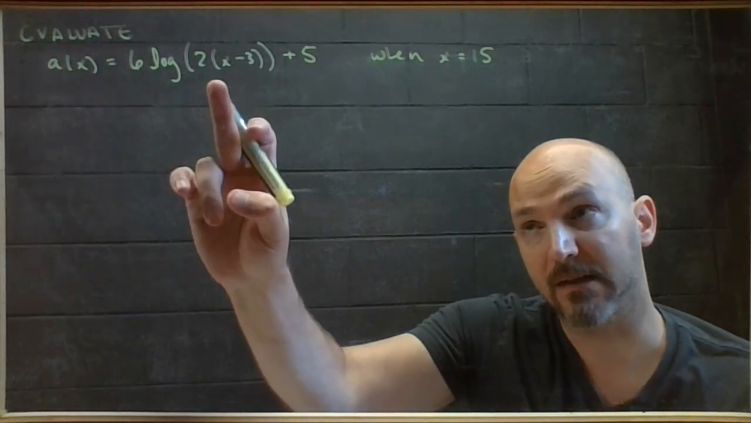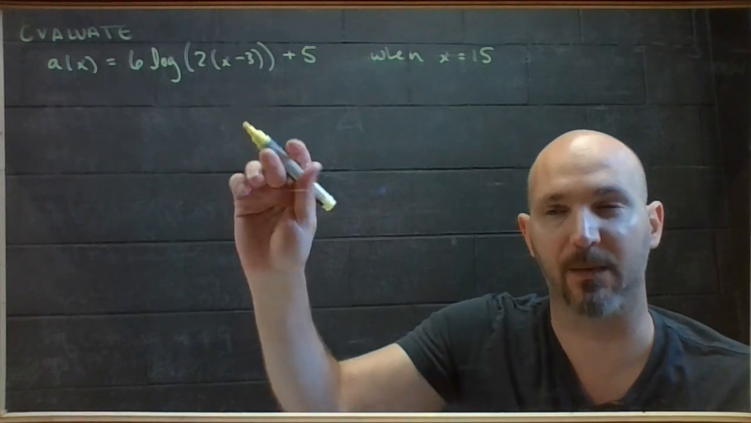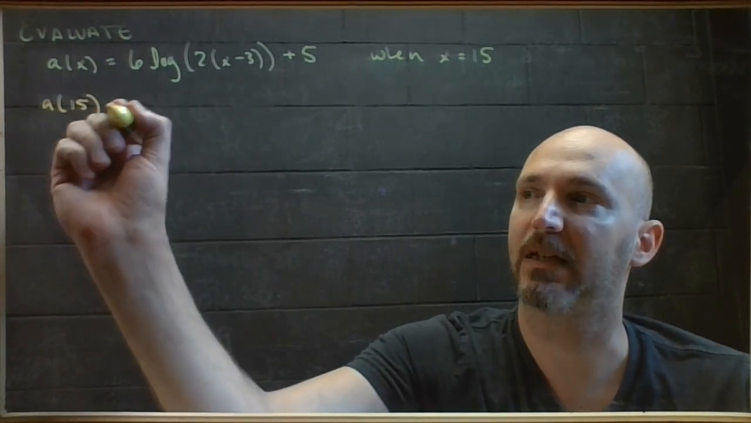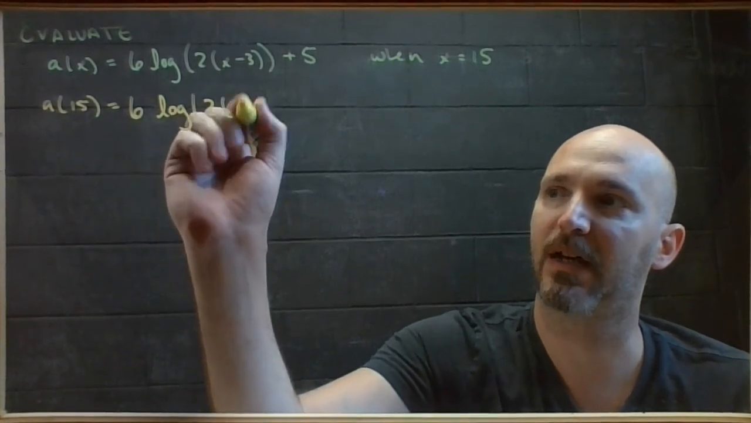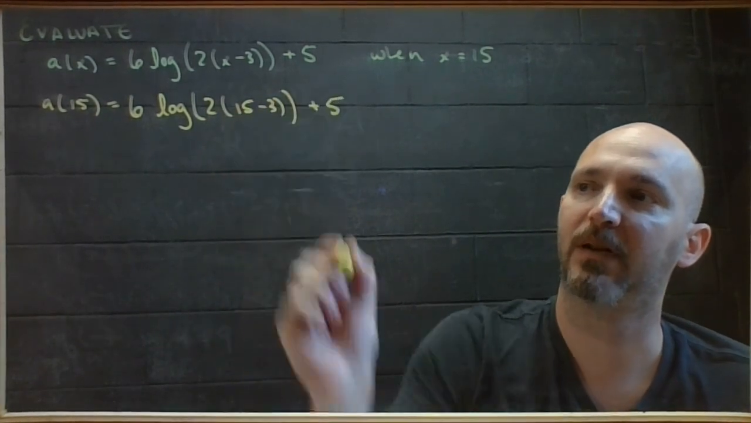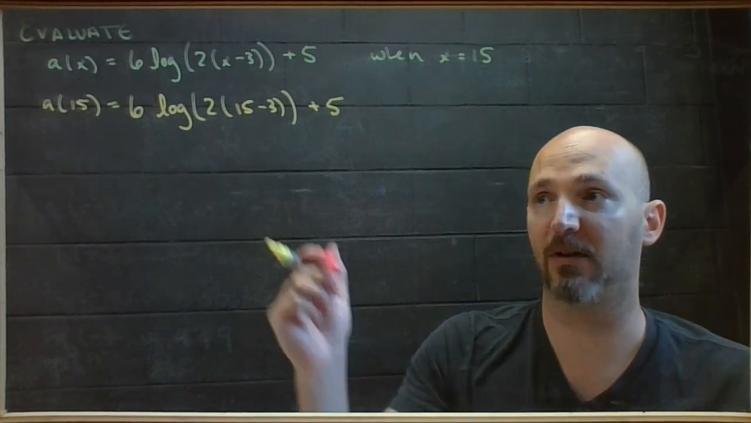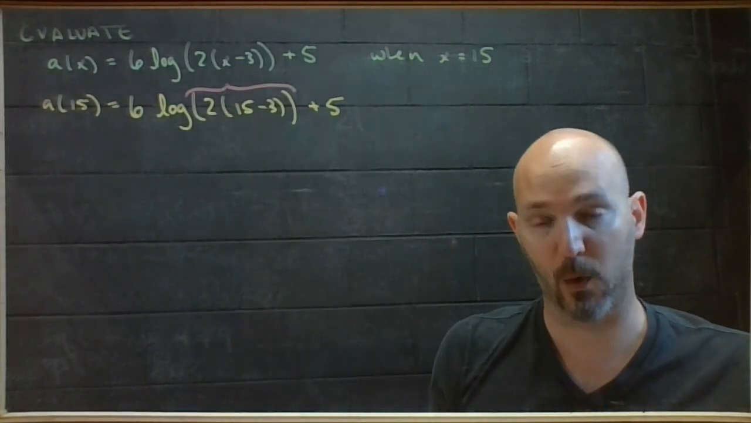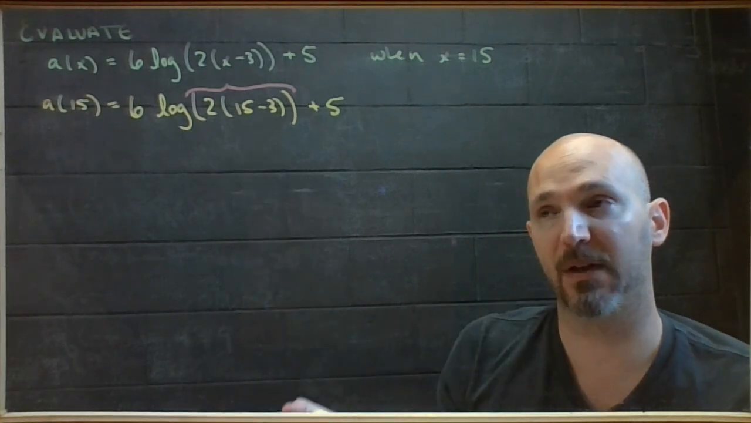So I see an x, I see a number. What are we going to do with it? We're going to put her in there, just like we always have. So a evaluated at 15 is 6 times the logarithm of 2 times 15 minus 3 plus 5. So this is a new function, so you maybe haven't seen the argument laid out quite like that. That's this piece. Right? That's what the log is going to be working on. So we need to simplify that first. 15 minus 3, that's 12.